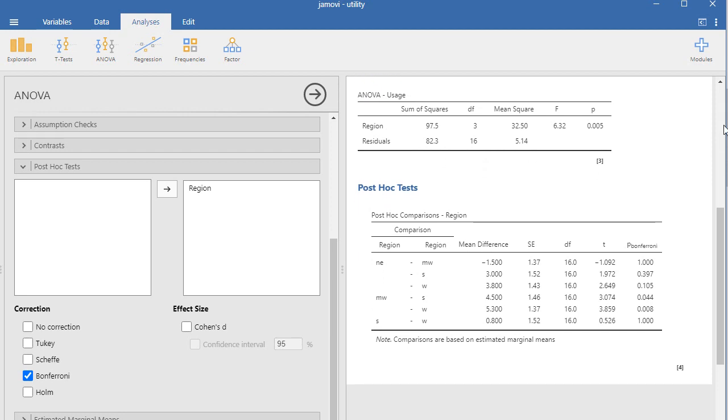So what we see here is that we have a significant difference, and then down here we want to look at the last column, p-values here. That's p Bonferroni, the p-value for the difference. And we see that only two of these are less than 0.05, which is here and here. So that's going to be Midwest minus South with a mean difference of 4.5, and Midwest minus West with a mean difference of 5.3. Those are the significant differences. So this said significant differences, and here we actually found significant differences.